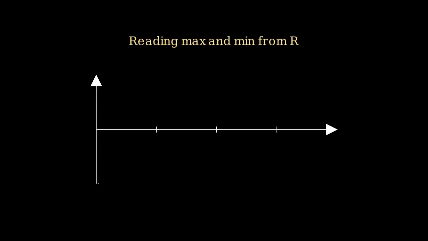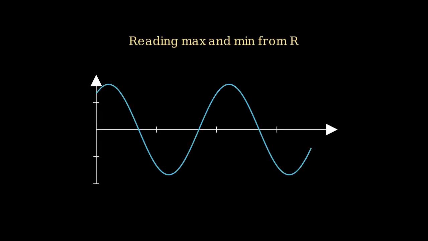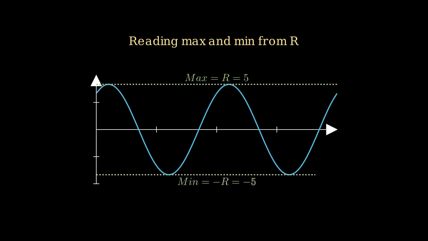Look at this rewritten form on the graph. Since sine only ever ranges between -1 and +1, the biggest this expression can ever be is r, which is 5, and the smallest it can ever be is -r, which is -5. No extra work needed, just read it straight off.